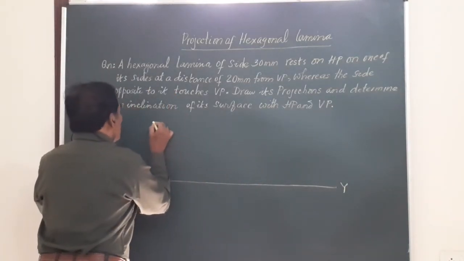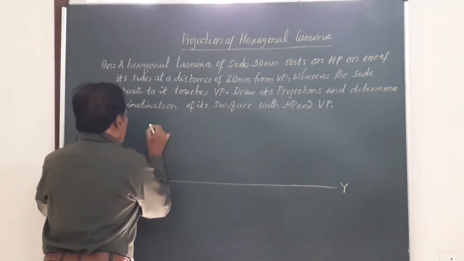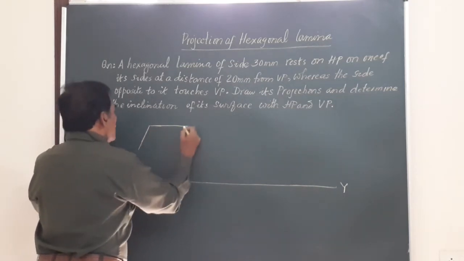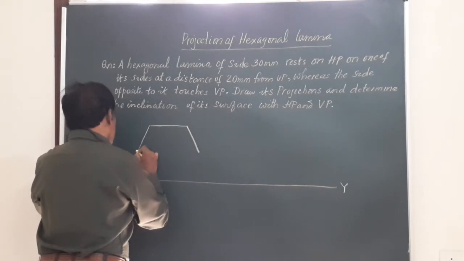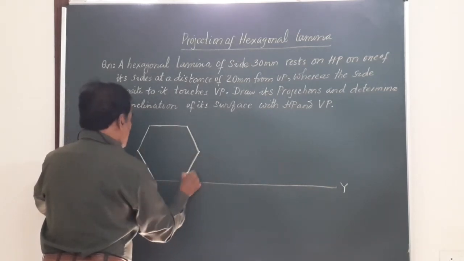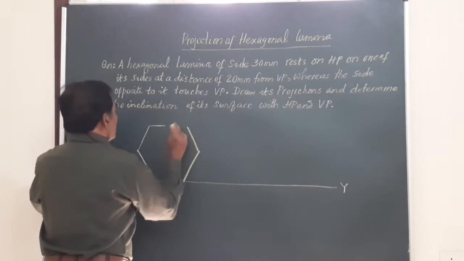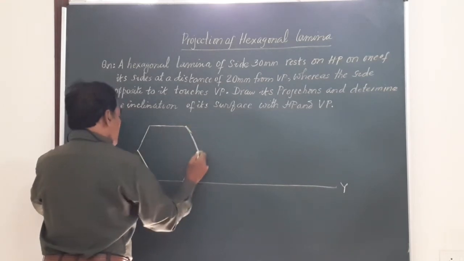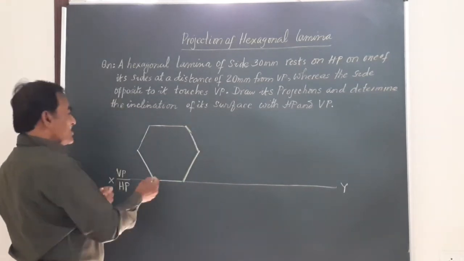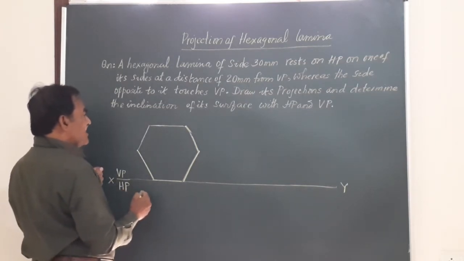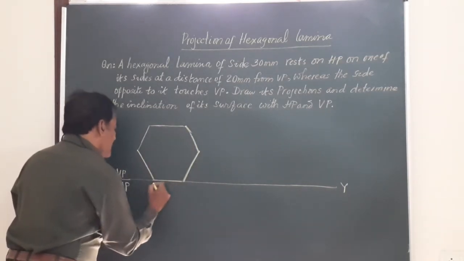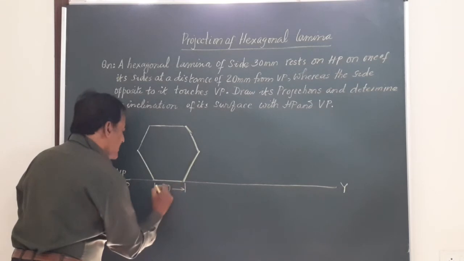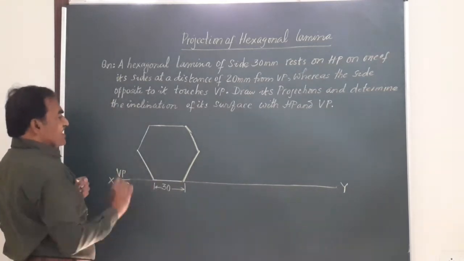So let us start the problem with the construction of a regular hexagon of side 30 millimeter, such that one of the sides is touching the XY line. Obtain the corresponding top and front views of the lamina. So this is the front view we have got. The lamina is placed on HP, and here friends, you can just keep this as 30 mm size. So this is 30 mm side. So this line represents one of the sides of the lamina which is on HP.